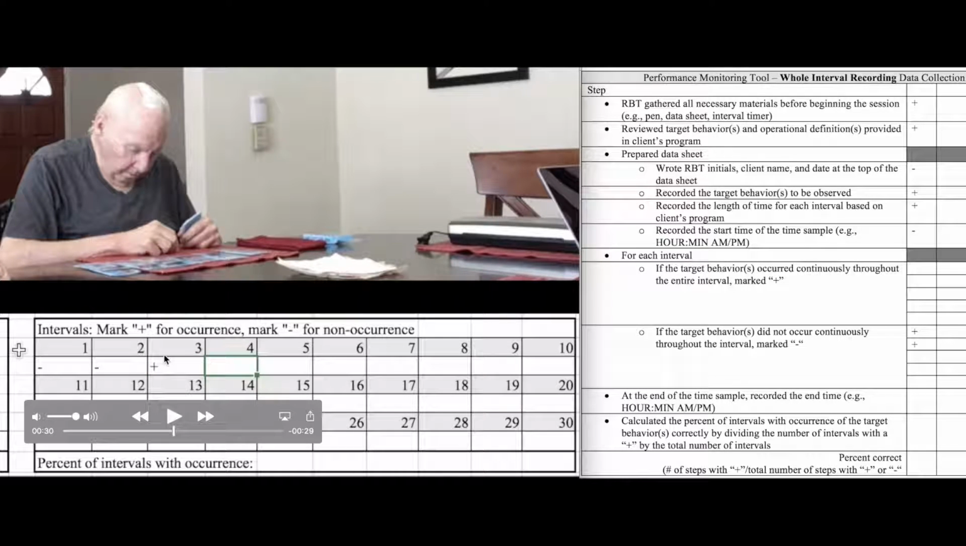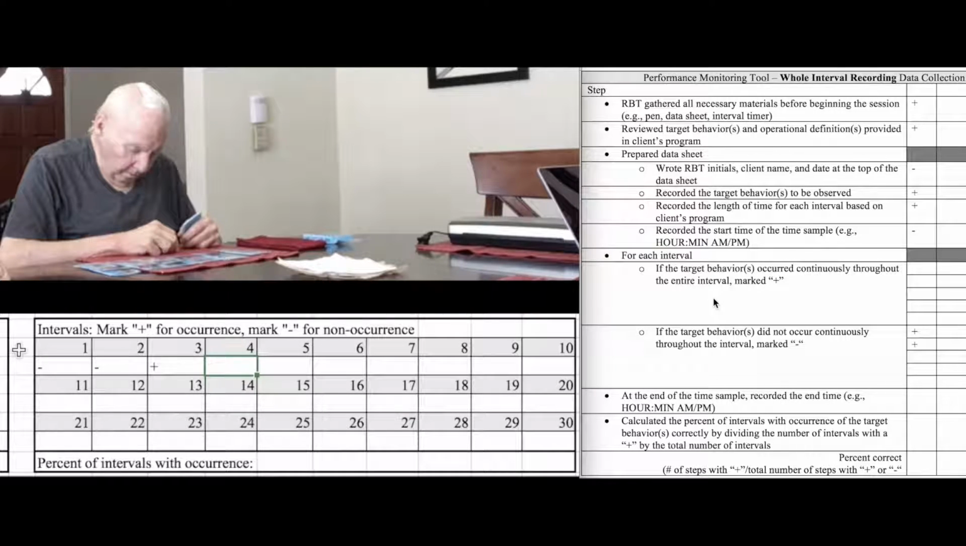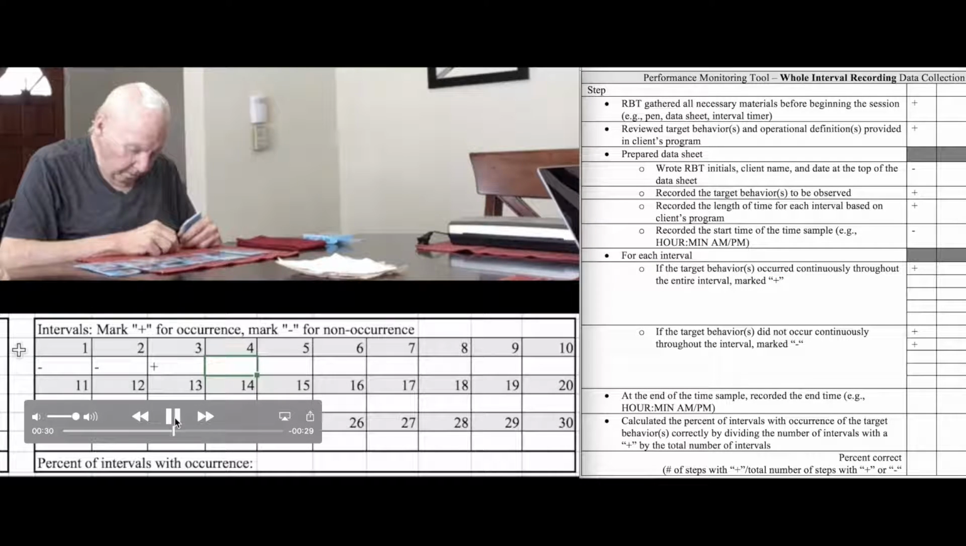Excellent. For interval 3, the client had his eyes closed with his chin down towards his chest for the entire 10 seconds. So he was nodding off for the full interval, which means our RBT was accurate in marking a plus. So over here on our PMT, we're going to give our RBT a plus for accurately marking the occurrence of the behavior. Let's keep watching.